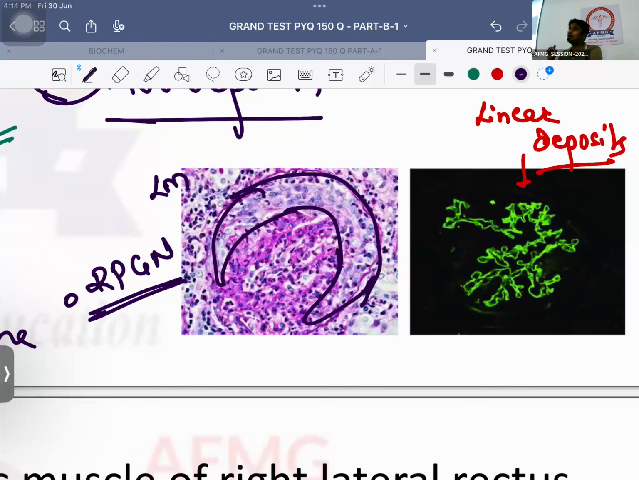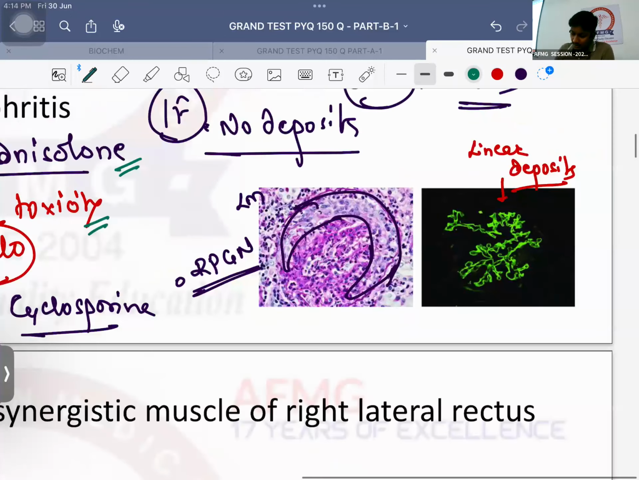So the answer will be in front of you, and if you don't recognize it, it will be a mistake. Please remember, it is granulomatosis with polyangiitis. Start calling Wegener's as GPA. Okay? So granulomatosis with polyangiitis. Over there, can you see any deposits? No deposits are seen in type 3 RPGN. Type 1 has linear deposits, type 2 has granular deposits, type 3 has no deposits. That's how you differentiate RPGN. Okay? That's important.